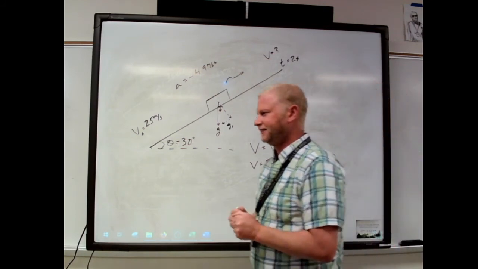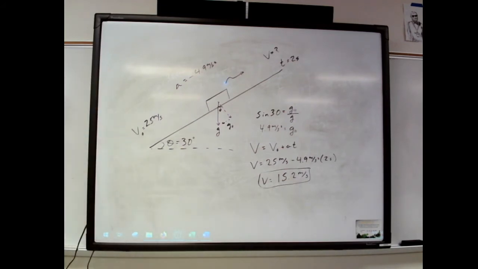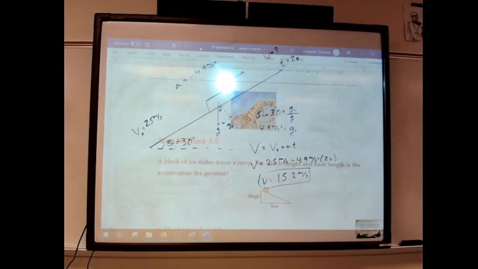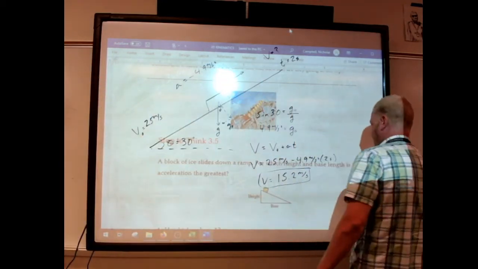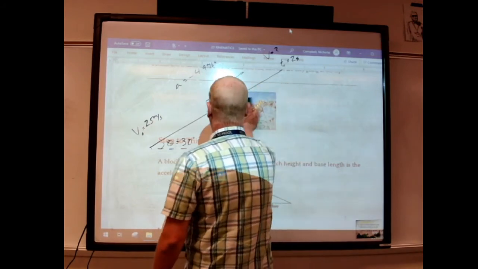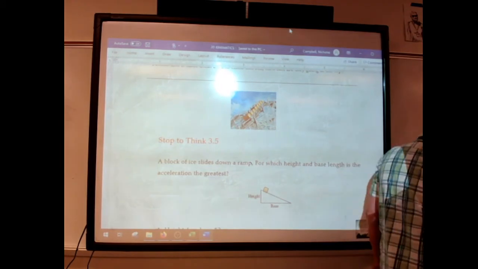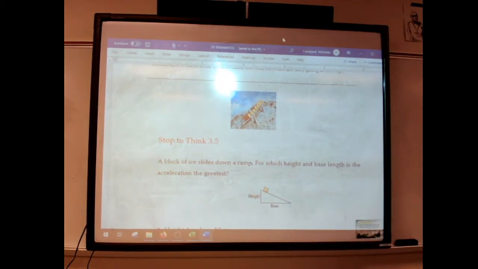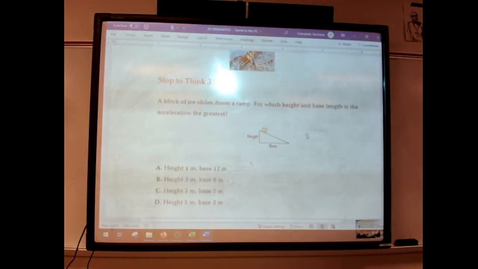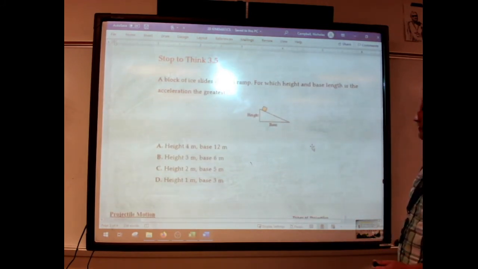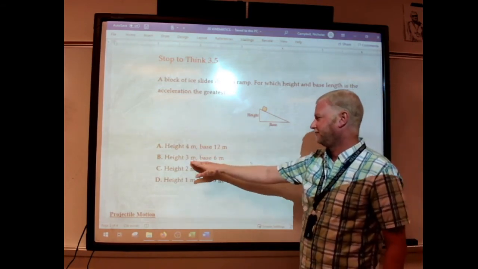Now let's look at that conceptual example down at the bottom. I'm going to pull that document over here. Take a second, pause the video, and see if you can figure it out on your own. So we've got a block of ice that slides down a ramp. For which height and base length is the acceleration the greatest? They give us a selection of bases and heights.